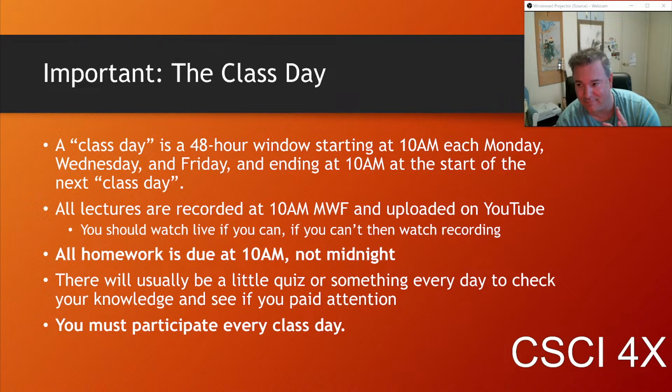Every assignment will have a deadline of 10 a.m., mostly. The reason for that is because I don't like it when students are doing homework while I'm lecturing. So there's usually going to be a little quiz or a little homework each day to see if you paid attention, and you must participate on Discord every class day.